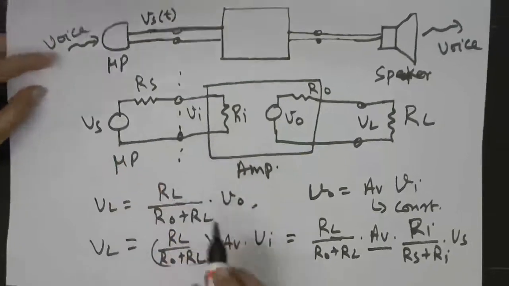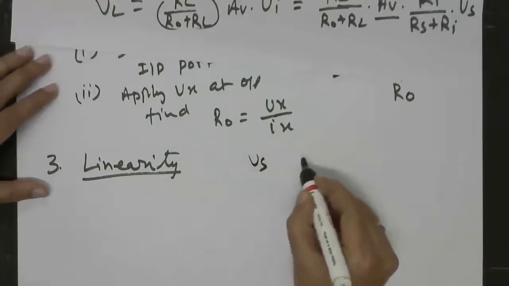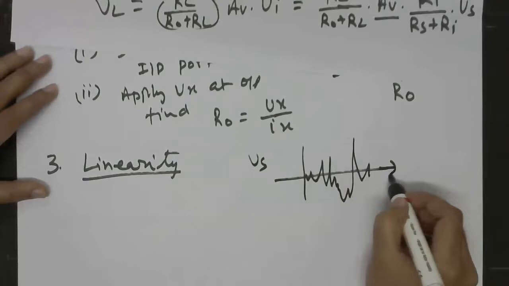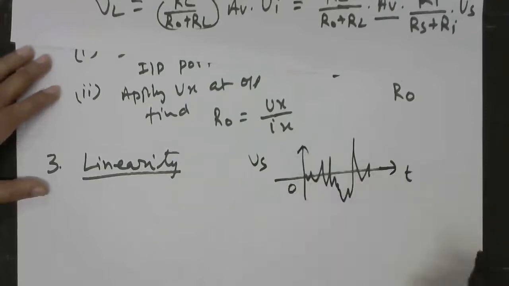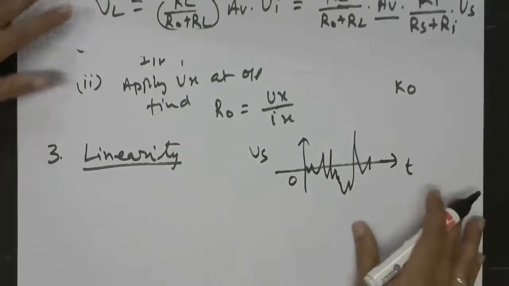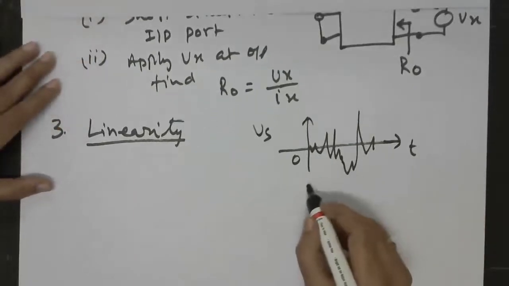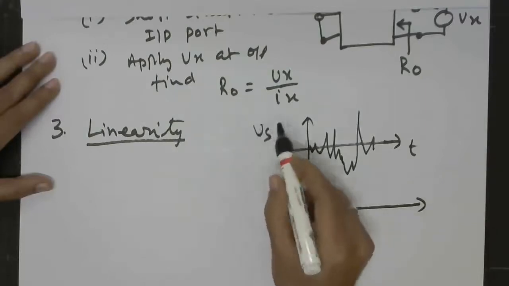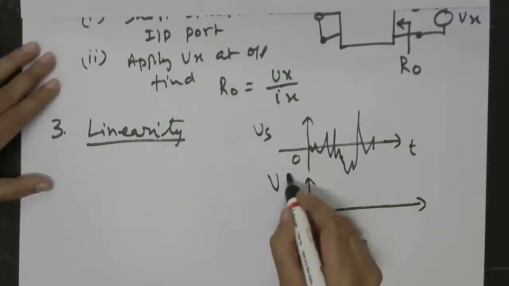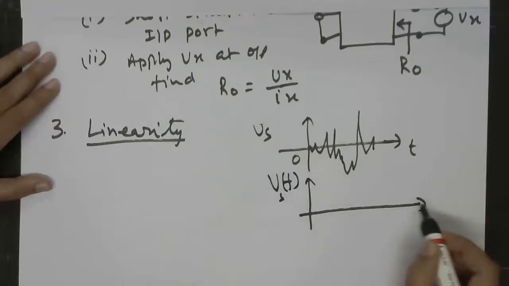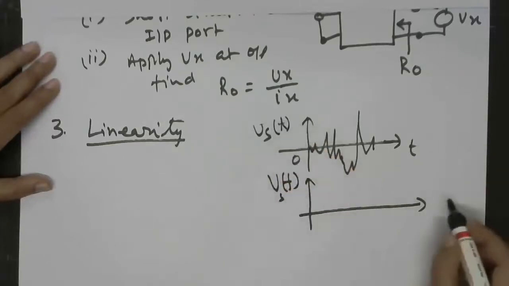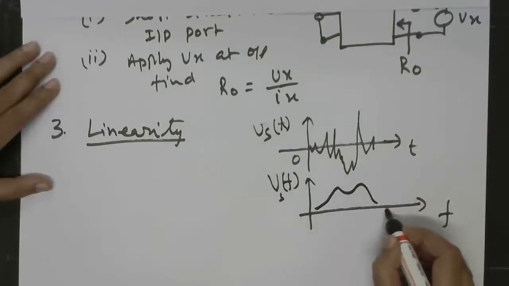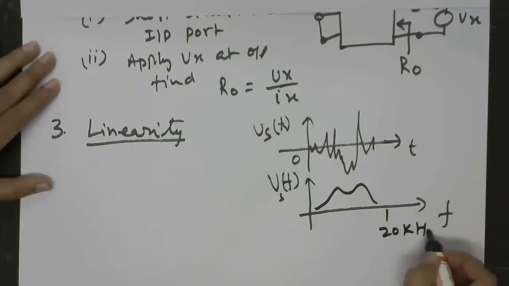I have already pointed that out. So Vs is going to look something like this in what is called the time domain. That means when the x-axis is time. So from Fourier analysis, this same voltage can be converted in terms of frequency. Here we have time, but here we have frequency, and in this case it will look maybe something like this, let us say up to, of course, 20 kilohertz.